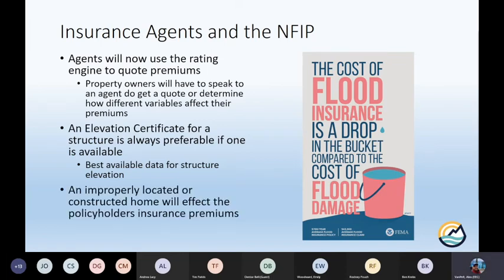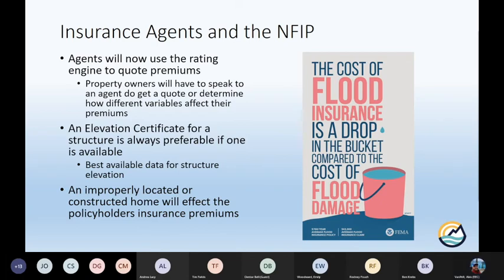And we still need to let folks know that improperly located or improperly constructed homes are going to negatively affect the policyholders once they start paying insurance premiums. So it's very important that folks understand that how you build is still going to affect what you pay later on.